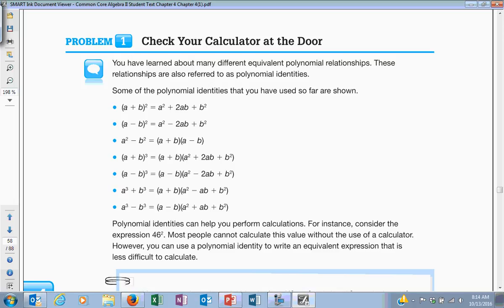Alright, so right here, I have something squared. Right here, I have something squared. And the square root of this, which is a, and the square root of this, which is b, times each other, times 2, is my middle term. This is called a perfect square.